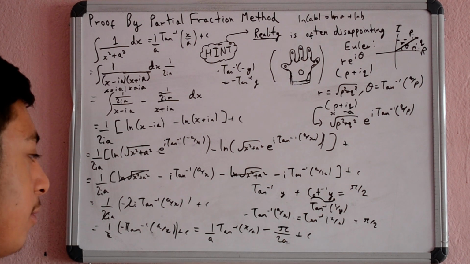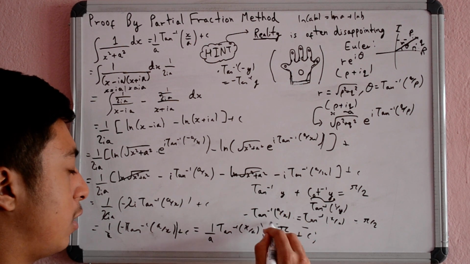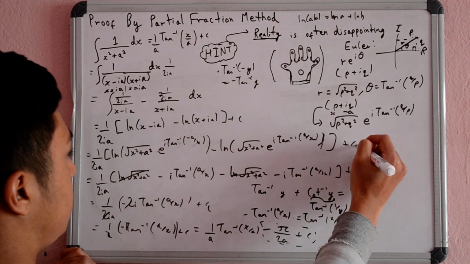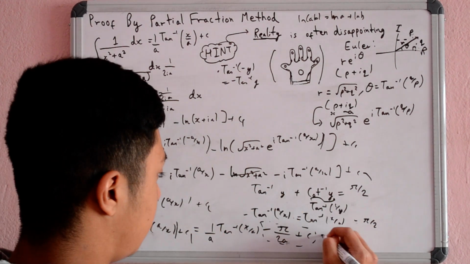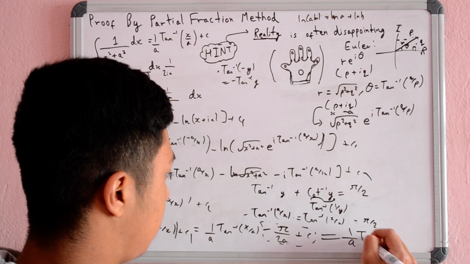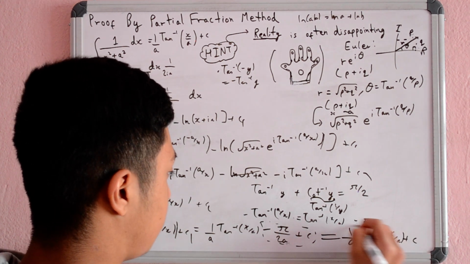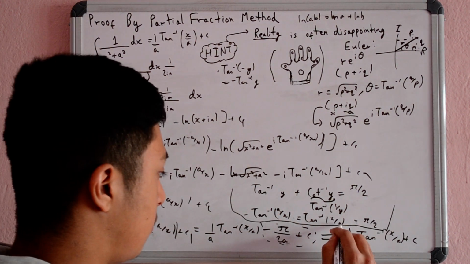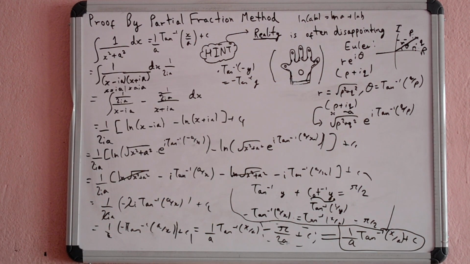But over here, this is just a constant plus another constant. So when they are together, they just make another constant. So let's call it C1. So this will be equal to 1 by a tangent inverse of x by a plus c. So in the little corner, there we have it. We have found our right hand side.